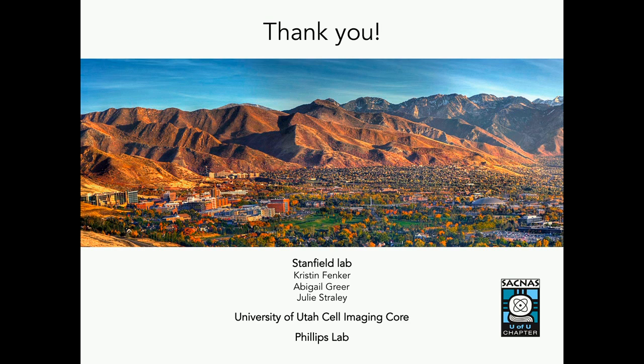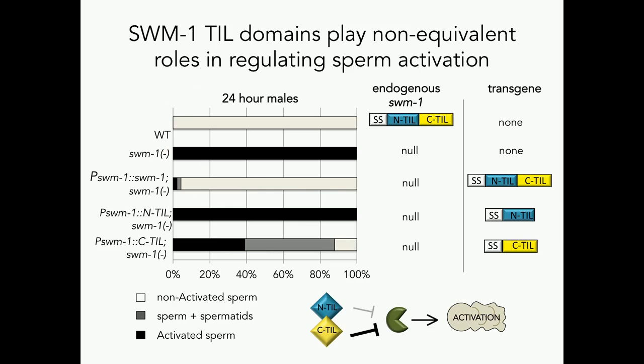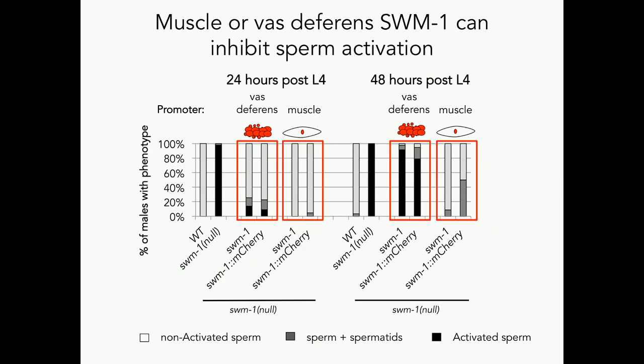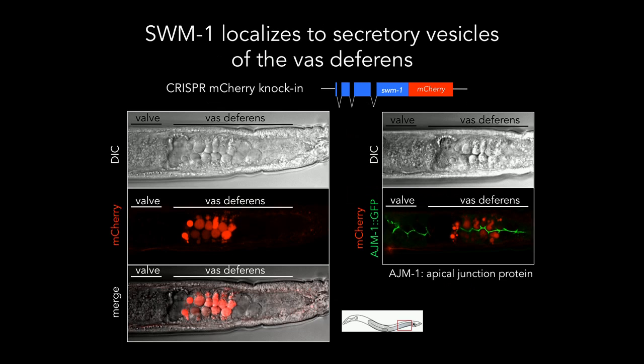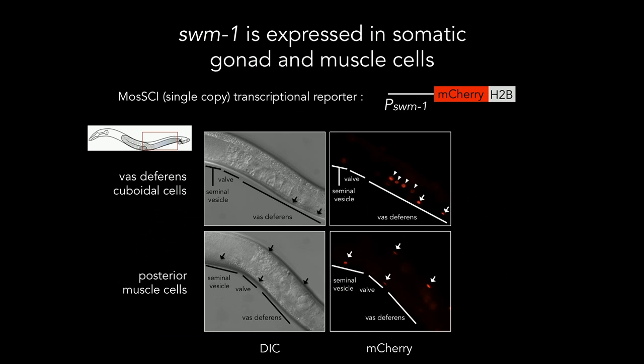So I might have missed this in an earlier paper, but did anyone ever make just a pure transcriptional fusion to see which cells normally are the source of SWM-1 expression? Yeah, so that was earlier. Do I have a second to go back? Does anyone care? Yeah, so it is expressed in muscle cells as well as vas deferens.